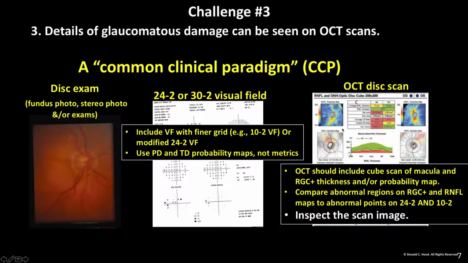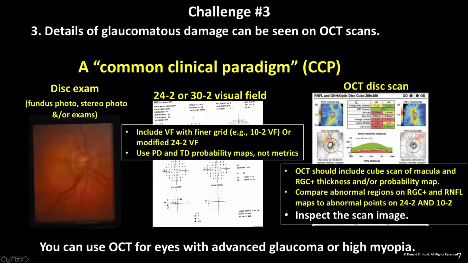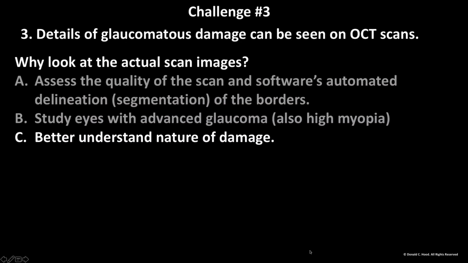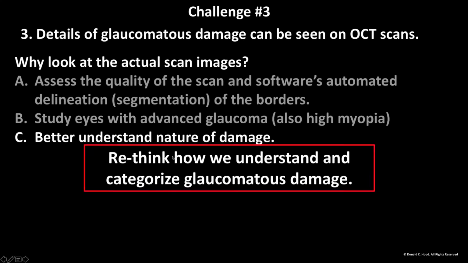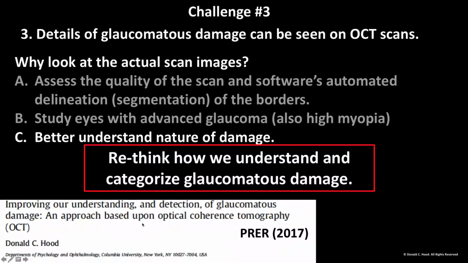Okay, so challenge number 3: you want to inspect the scan image. You can use OCT for eyes with advanced glaucoma or high myopia as well. All right, so the final point I want to make here is that another reason for looking at scan images is that it gives you a better understanding of the nature of damage. And I think once we get used to looking at these images, we're going to rethink how we understand and categorize glaucomatous damage. Okay. So this is summarized in a recent Progress in Retinal and Eye Research paper.